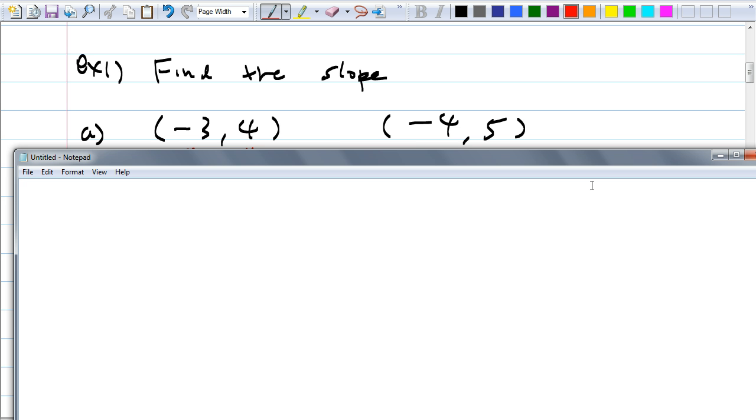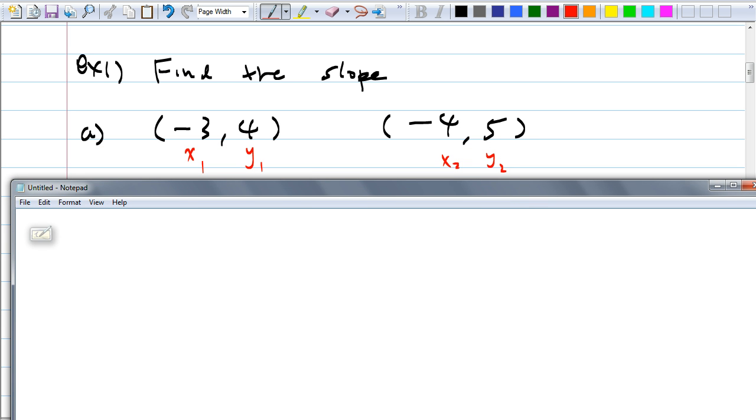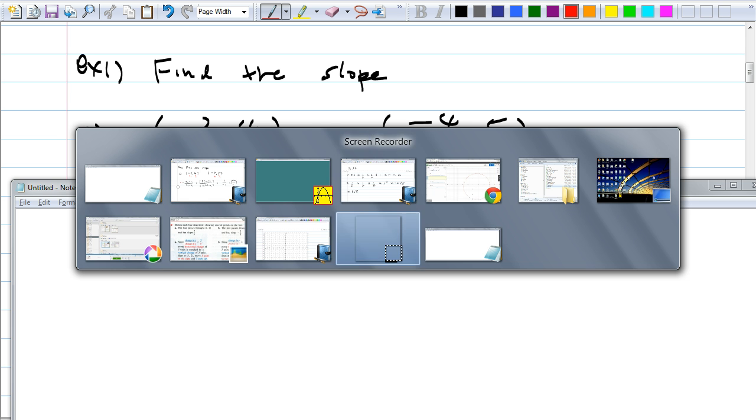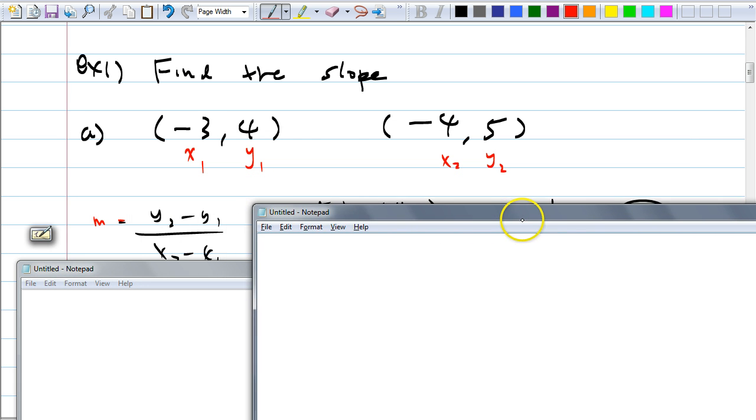Yes? Say which one's x1. Exactly. So I want you to label it underneath like this. And then use, of course, the formula, okay? So do it this way, guys. Otherwise, you know, it's easy to make silly mistakes.